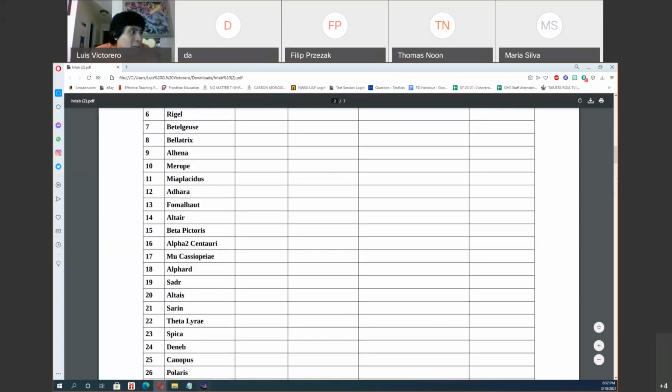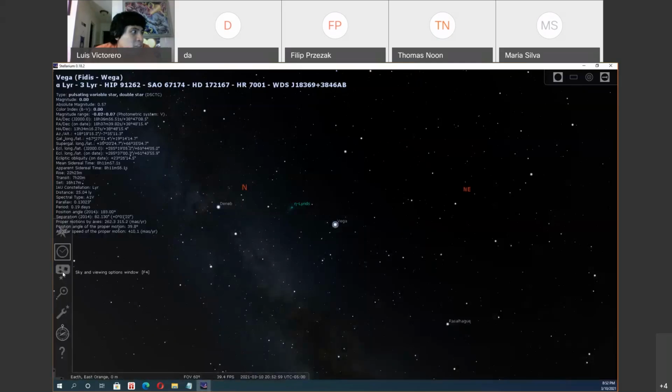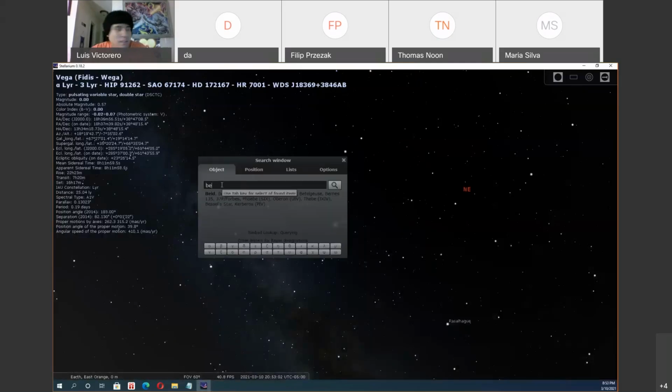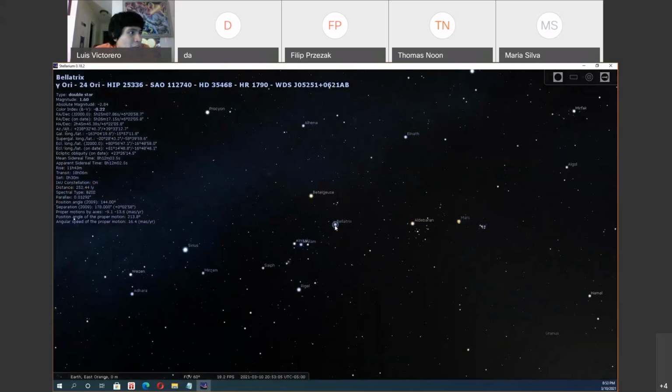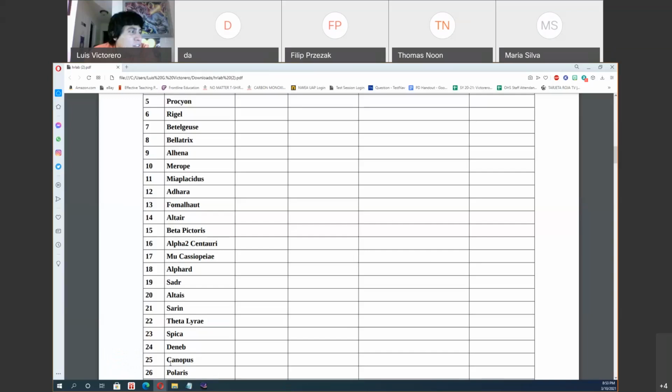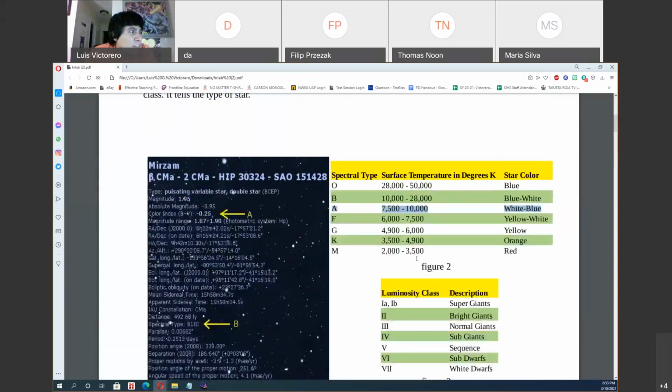Bellatrix. There you are. That's a giant. Bellatrix is a blue star, a blue giant in the constellation of Orion. It has an absolute magnitude of minus 2.84 and it's a B2 star. Okay, let's do it. So Bellatrix is a B star.